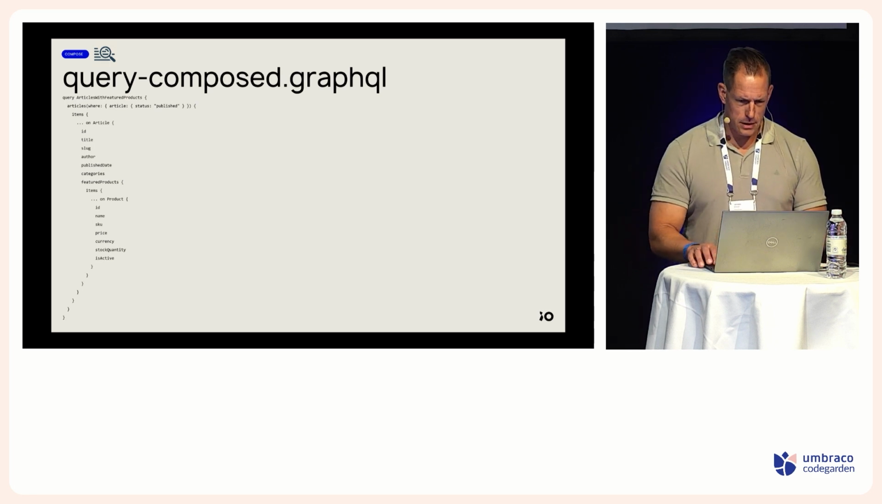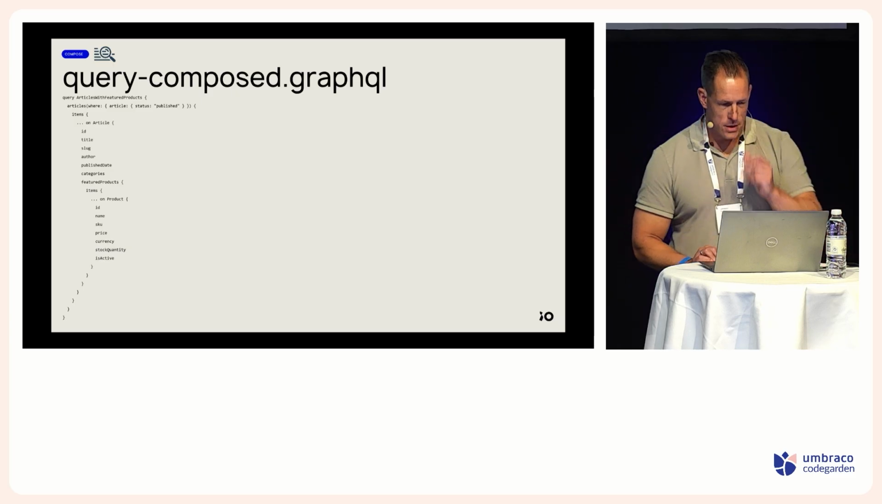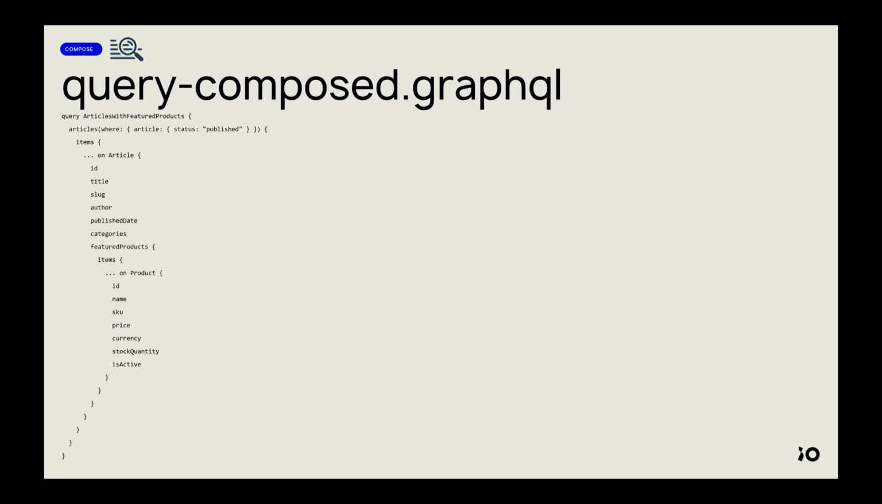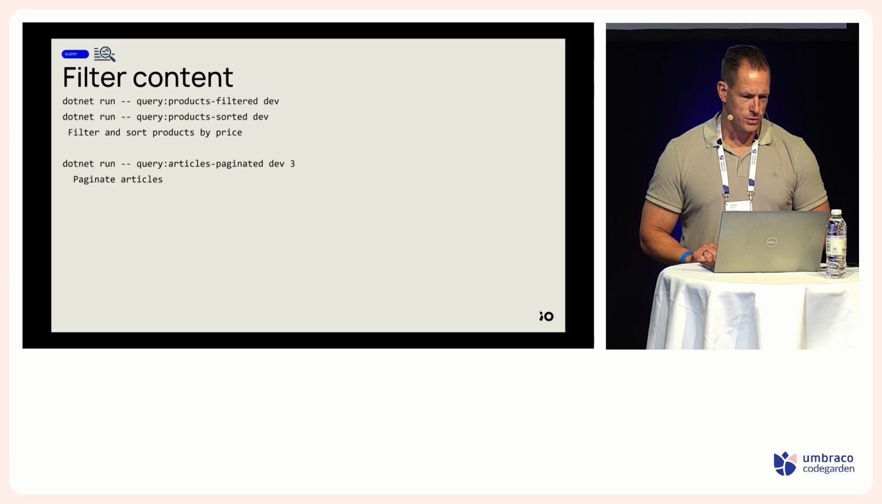Oh, yeah, and of course, this is how the GraphQL query looks. On article, it's the same as what we just did, get the title and slug, but here we can get the featured products on product and get the related products with just one GraphQL query. That was the main thing that I wanted to show, but we have a little bit of time left.